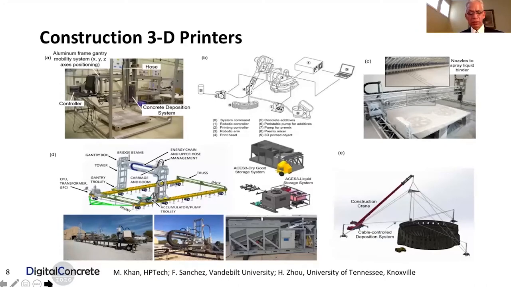The system has a mobile robotic gantry system and an automated material delivery system, which is comprised of a dry goods delivery system and a liquid goods delivery system. The system has been successfully deployed in the field in the construction of barracks. Bottom right is a hanging cable controlled large scale deposition system using a construction crane, which is currently being developed by Oak Ridge National Lab in Oak Ridge, Tennessee.